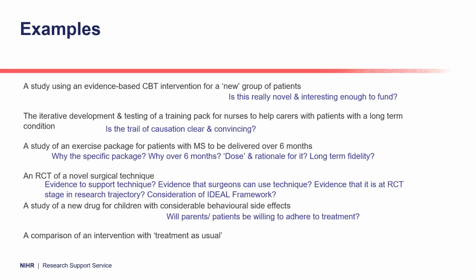Comparison of an intervention with treatment as usual. And as I say, it's simply not easy sometimes because different hospital trusts may have different treatments as usual. Then how do you deal with that? Are you going to define what is treatment as usual, or are you just going to be very pragmatic and say we'll go with what's usually used and compare that to our intervention? Either way, you've got to explain it to reviewers.